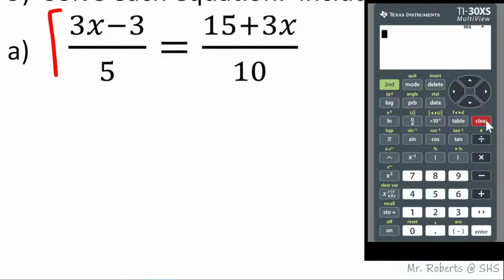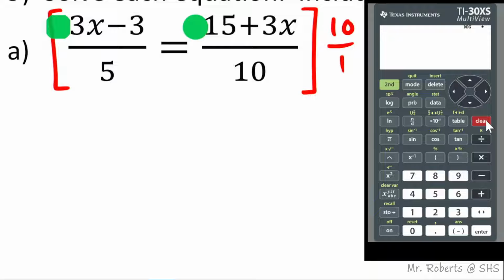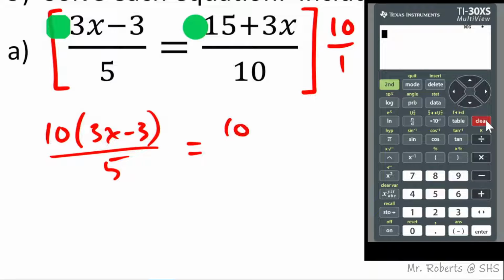by 10. Yes, I know this is a proportion. I know there's other tools that I have, but I just like sticking to this one thing that I know works. So I'm multiplying both sides of this by 10. That means that on the left-hand side and on the right-hand side, I'm going to be placing a factor of 10. So if I want to write this, I could say, 10 times the quantity of 3x minus 3 all over 5 equals 10 times the quantity of 15 plus 3x all over 10.